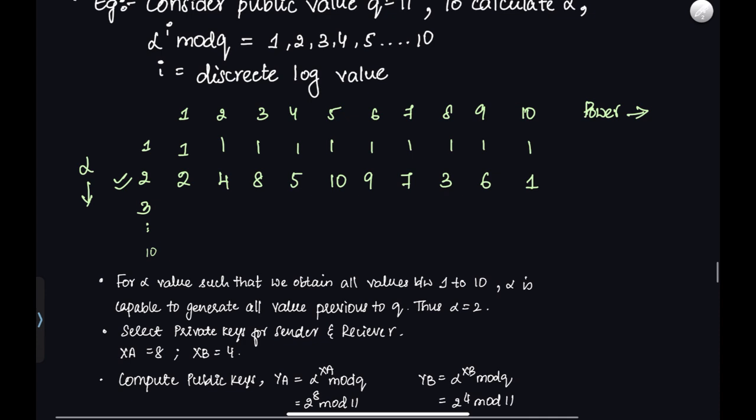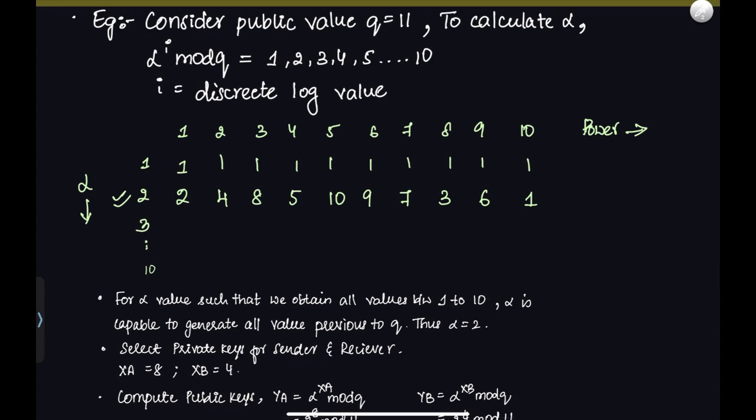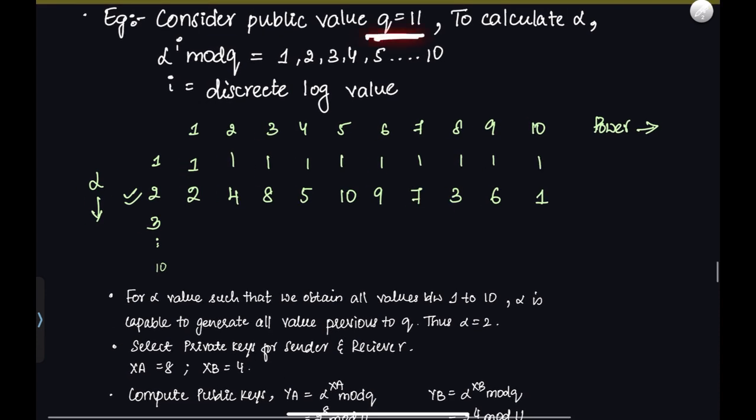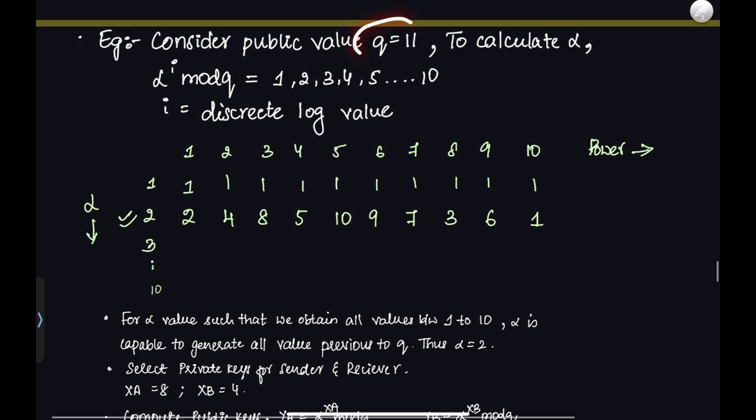Next we have examples now. So we'll look into the first example. Consider the public value Q, the prime number they have given. We have to calculate alpha and further perform the key exchange. In order to calculate the alpha value, we have this formula: alpha power I is equal to some value mod Q. Here I is called the discrete logarithmic value, and we have to generate all values till Q minus 1. Suppose here we have Q equal to 11, right? So we'll take values from 1 to 10. This has to generate the values.